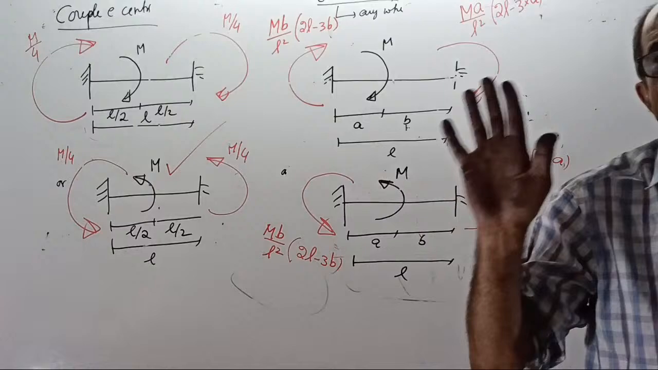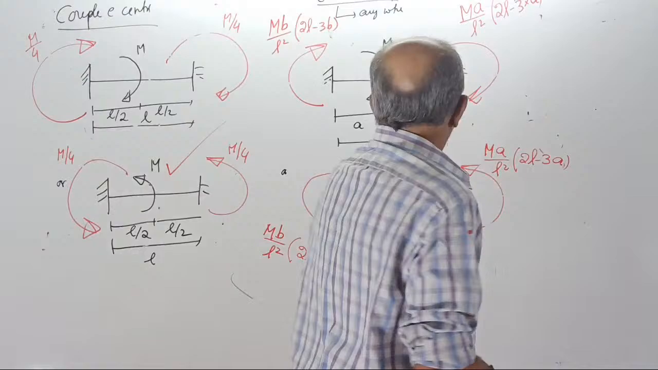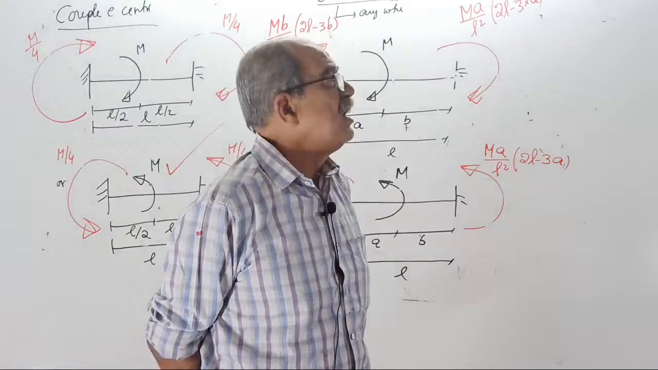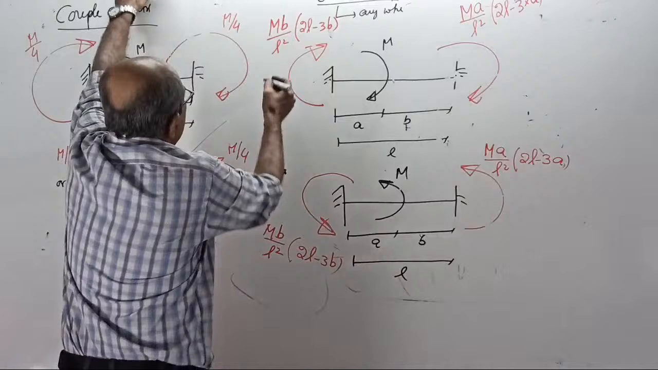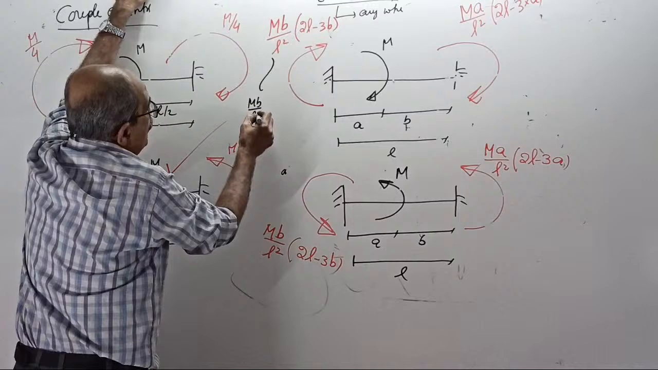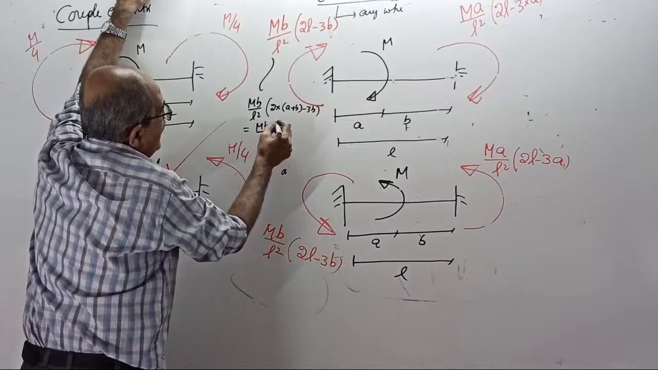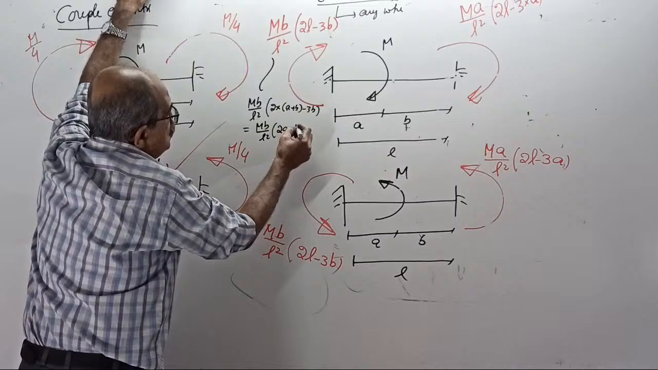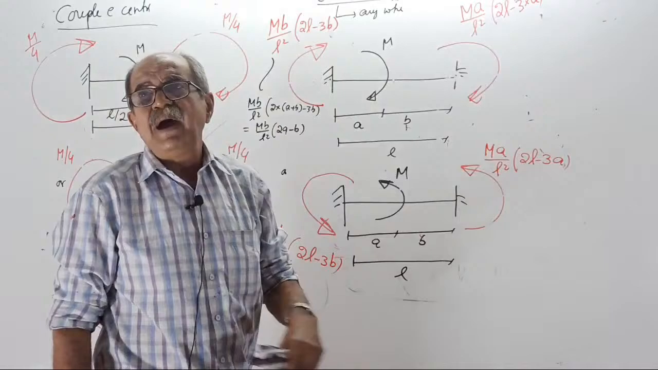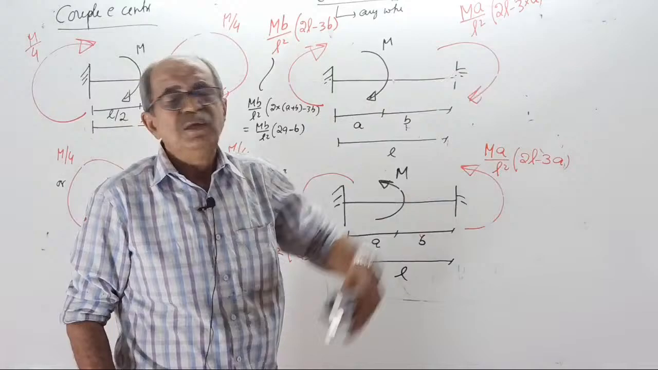Now, just for information, sometimes a student will tell, sir, some college gave a different formula in Kannada, or, sir, some books have some other formula. Both are the same. Some people write Mb by L square into 2 into L, a plus b minus 3b. Their formula is Mb by L square into 2a, 2b minus 3b is 2a minus b. They will tell couple into other divided by span square into 2 times this minus that. Both are the same, but you don't do it this way.